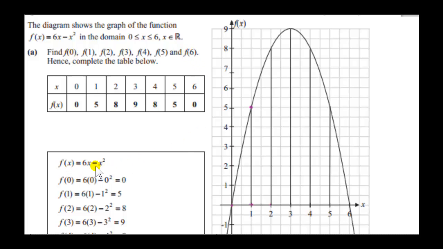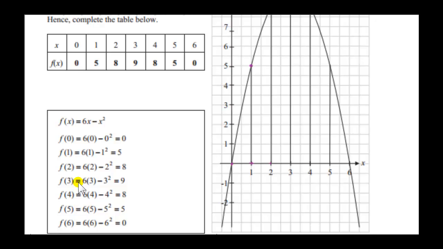So here's our function. To get f of 0, we plug in 0, of course. We get 0 minus 0, which is 0. F of 1 is 6 minus 1, which is 5. F of 2 is 12 minus 4, which is 8. And so on. Okay, so we have the y values corresponding to all of these x values: 0, 1, 2, 3, 4, 5, and 6. F of 0 is 0. F of 1 is 5.